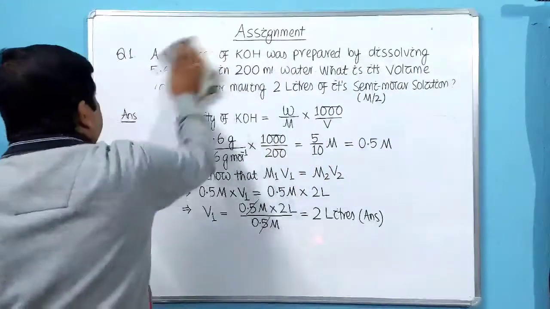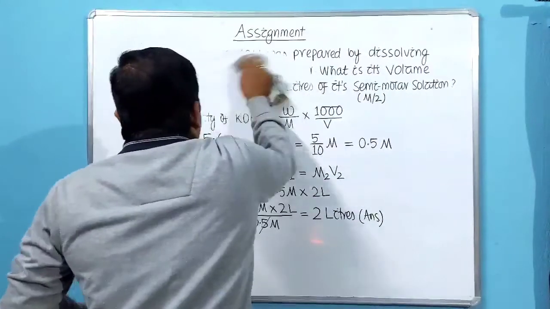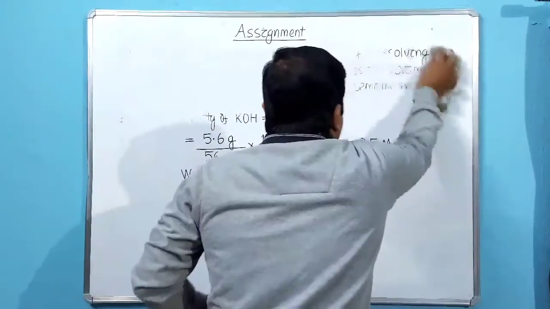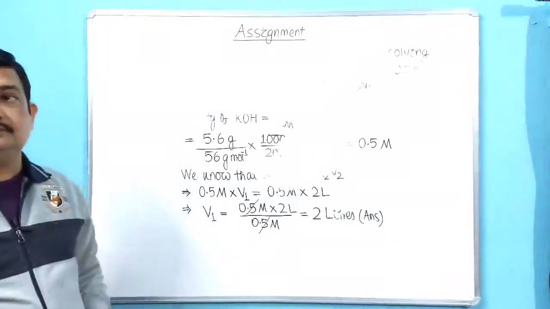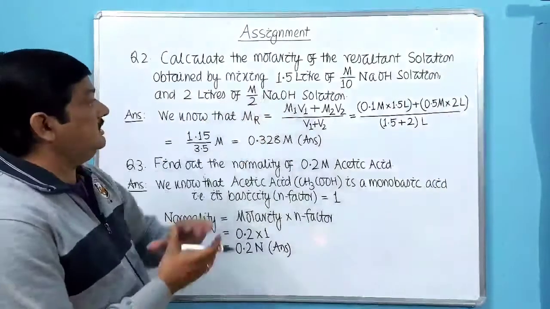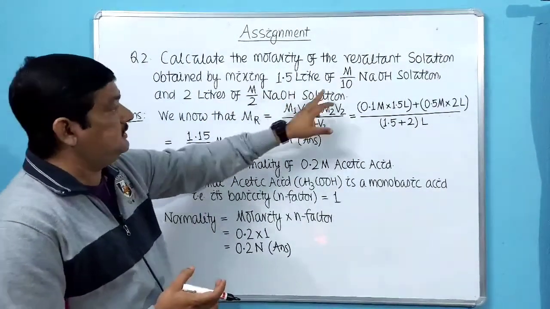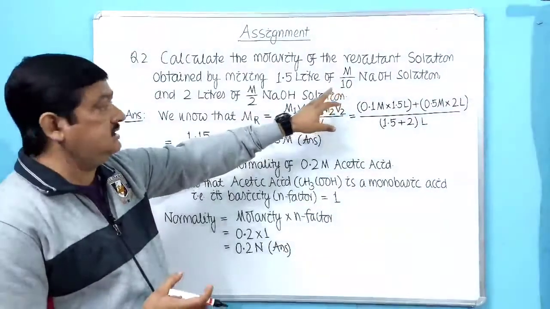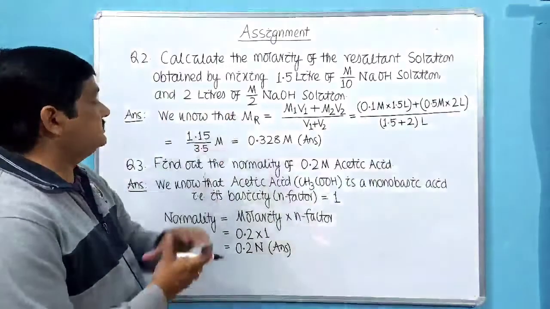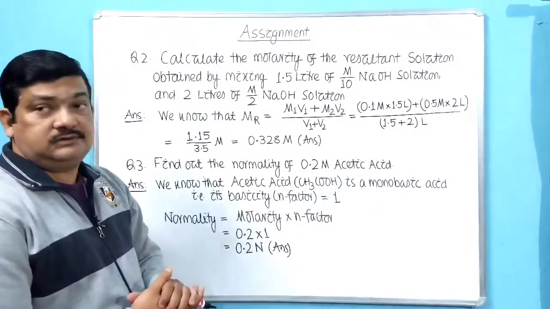Okay. So what is the question? Next, you can see the question number 2. Calculate the molarity of the resultant solution obtained by mixing 1.5 liter of M by 10, that means 0.1 M sodium hydroxide solution, and 2 liters of M by 2, that means 0.5 M sodium hydroxide solution.